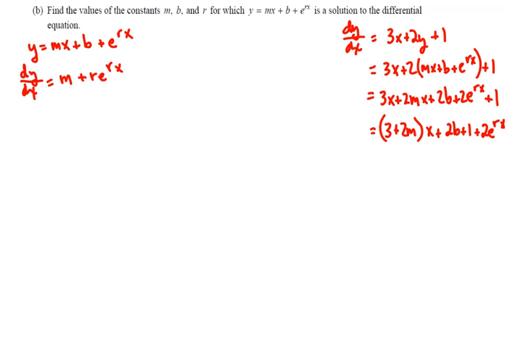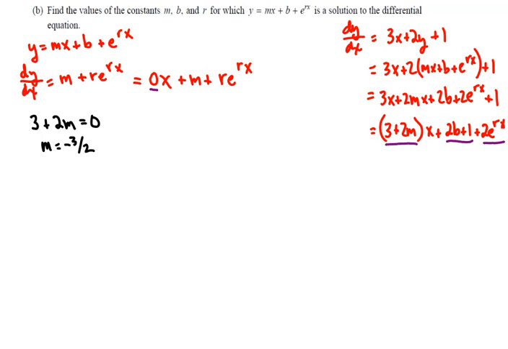And at this point we can equate these two derivatives together. Well, you might see that r e to the rx is equal to 2e to the rx, and the constant m is equal to 2b plus 1. Now there's no x term in the original derivative, so we might be able to write it like 0 times x plus m. And when we do it this way, you can see that 3 plus 2m is equal to 0, so that m is equal to negative 3 halves.